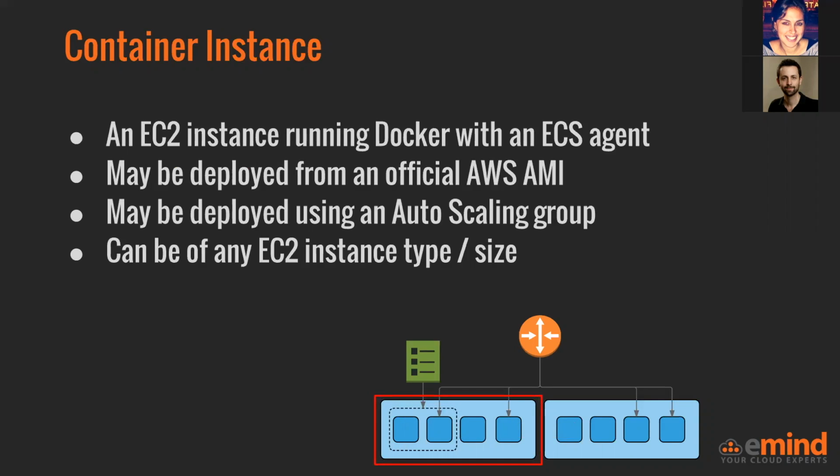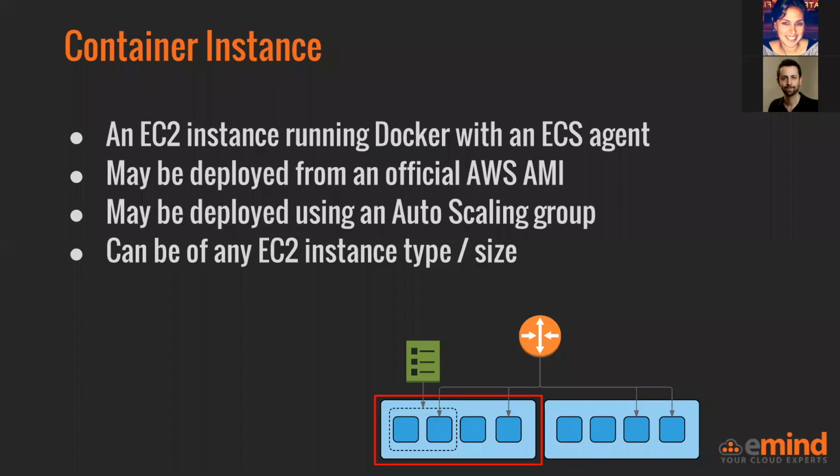A container instance is a regular EC2 instance which runs the Docker daemon. Now, container instances run a special Docker container that is called ECS agent, and it is responsible for communicating with the ECS service, or ECS platform, I should say. You may use one of the ECS optimized AMIs by Amazon. There are a couple of those. Or you may create your own custom AMIs and use them with ECS if you need to do so. As long as your instance runs the Docker daemon and has an ECS agent, you're good to go.